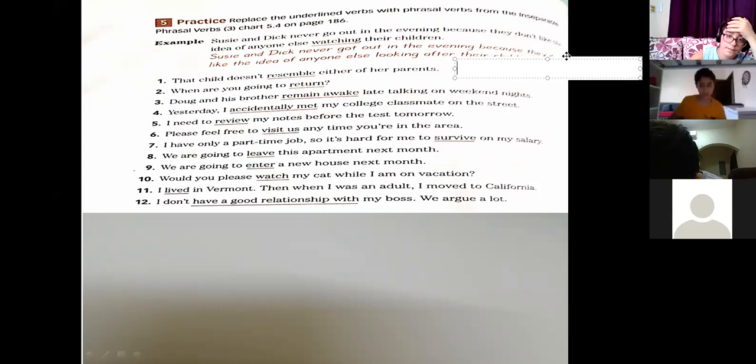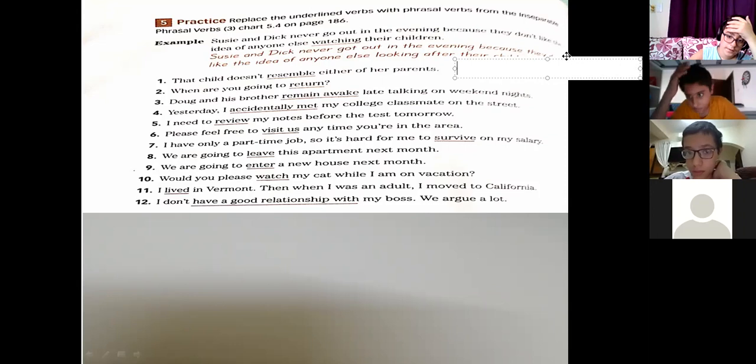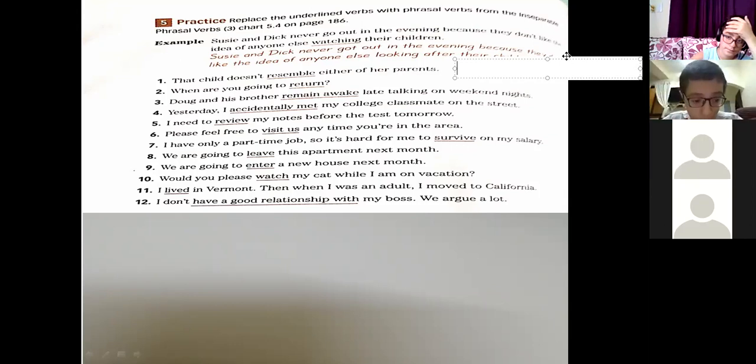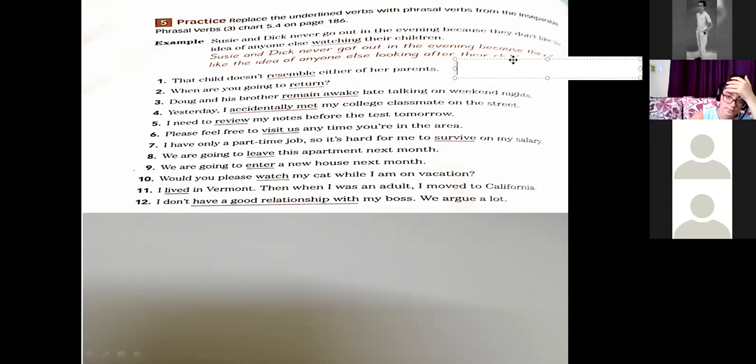This is the turn of Ahmed Abdullah. Have you found the meaning? Step by step, Ahmed. Resemble is on the left side, and the meaning will be on the right side. It's in the meanings, not the verbs. Down, at the right. The meaning of resemble. You can find the phrasal verb on the left side. Have you found it, Ahmed? I'm waiting for you.